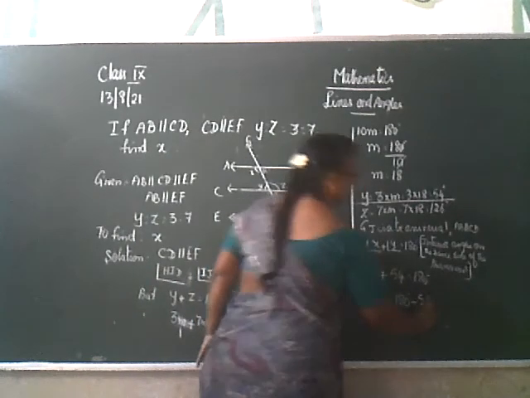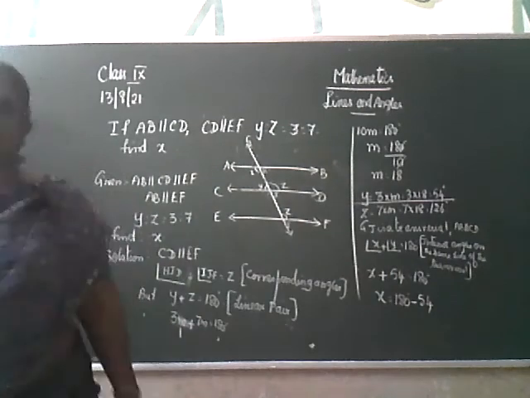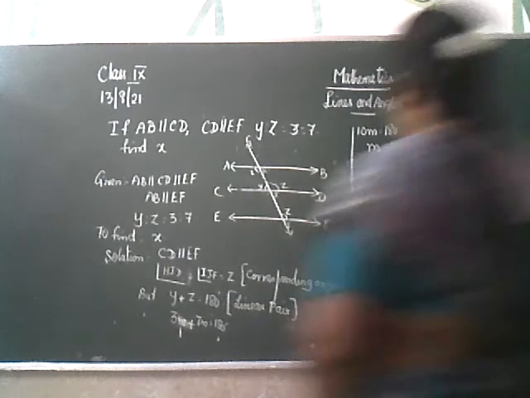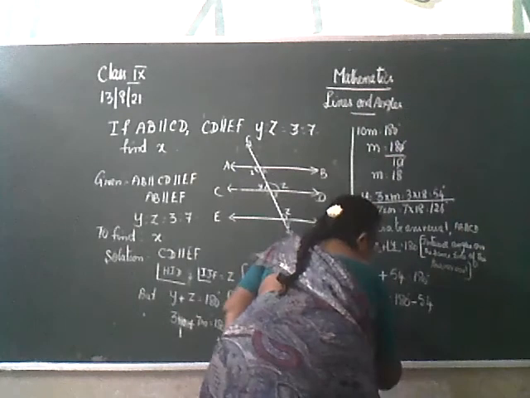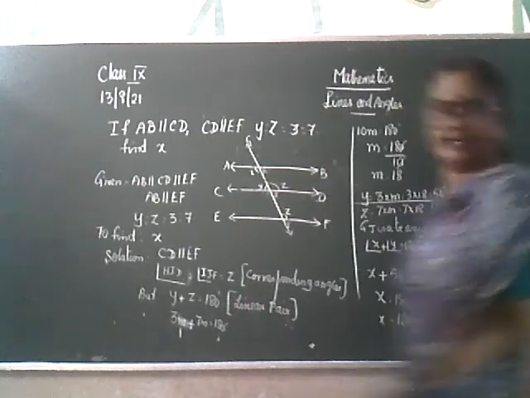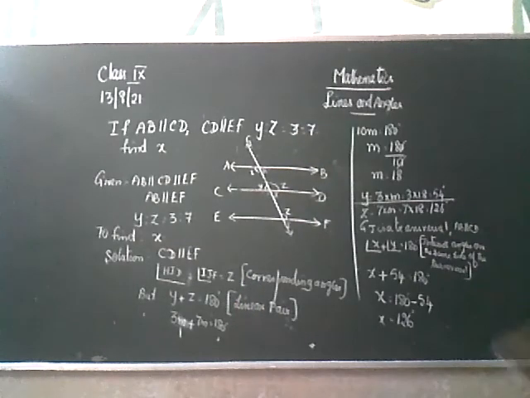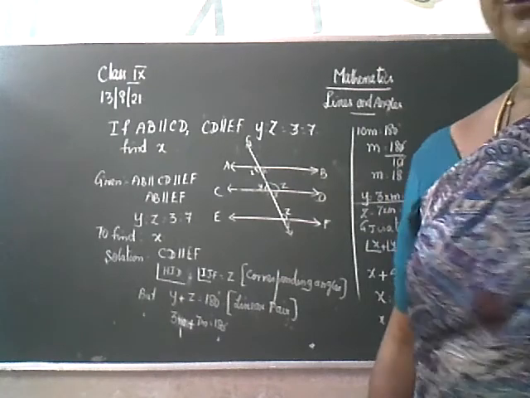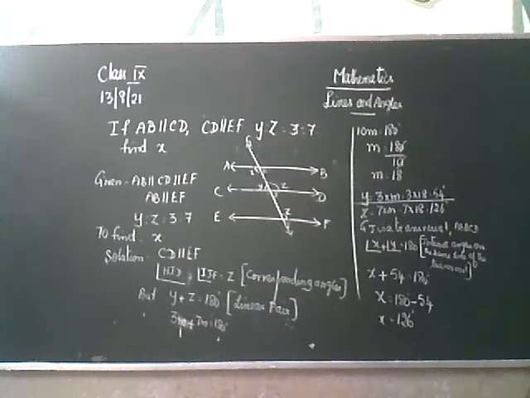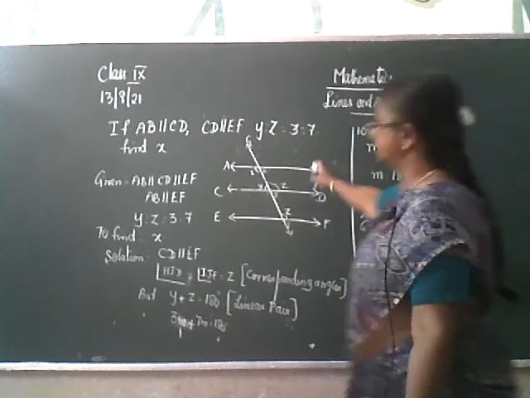Become minus 54. So what is 180 minus 54? Yes, 126. Very good. 126. Now you got the value of x, isn't it? Now you got the value of x. So x is 126. First these lines are parallel.